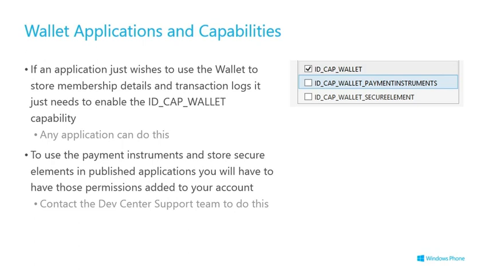We have a capability, and you've got to check the checkbox for the wallet capability in order to do this, or it's not going to work for you. For simple membership cards, you only need the top one there, the ID cap wallet, but the other ones are for micropayments, that kind of stuff. If you want to do that, you need to contact the support team behind dev.windowsphone.com, because you need to have special arrangements set up to do that.